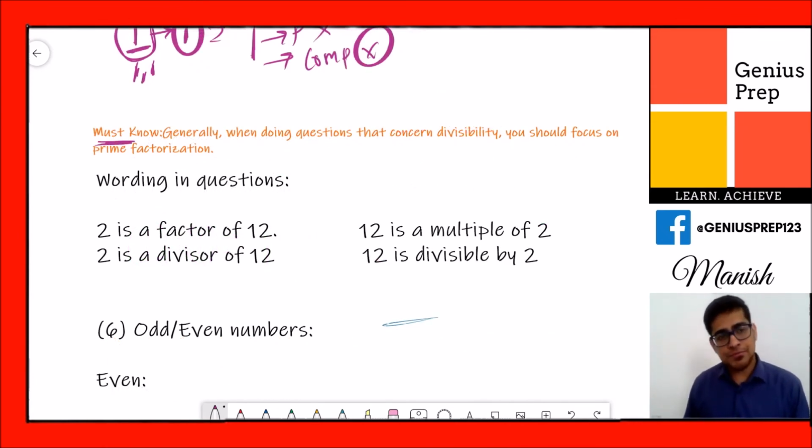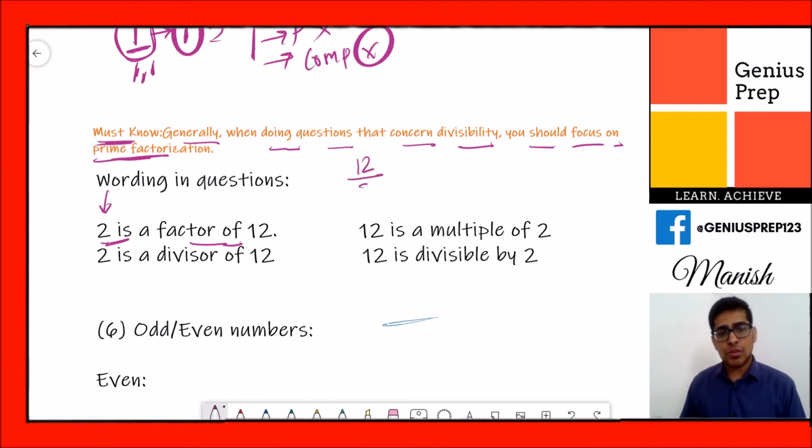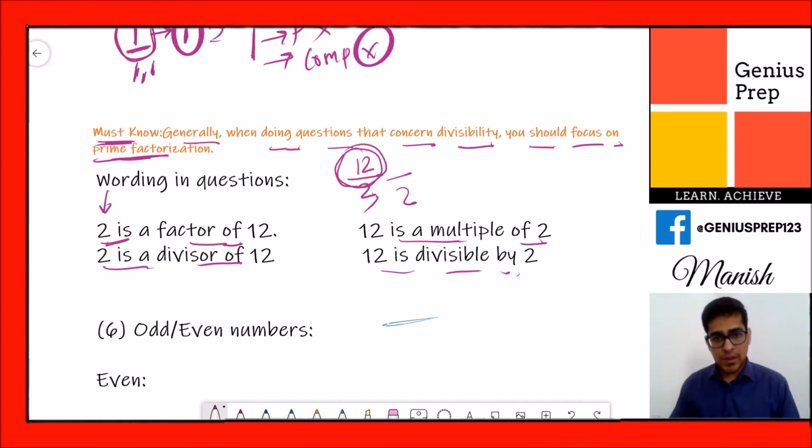Here is one fact we should know. Generally, when we are doing questions that concern divisibility, you should always focus on prime factorization. It means that if you see a question like "2 is a factor of 12," it is just the wording of the question: 2 is a divisor of 12, 12 is a multiple of 2, 12 is divisible by 2. So whenever you see any question related to divisibility, always do factorization.